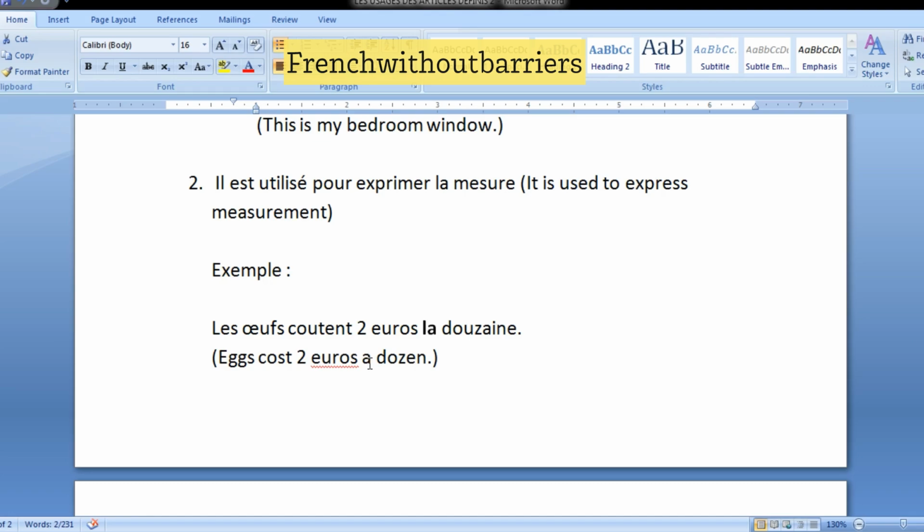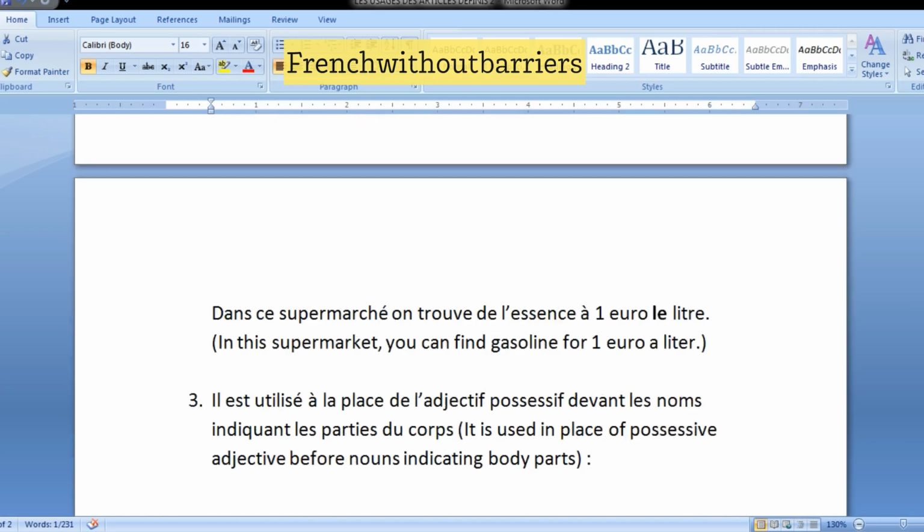Okay, in English guys you are saying a dozen, but in French you have to say la douzaine. You cannot say une douzaine. Okay, it is wrong. You have to say la douzaine. And this is the second usage of your definite articles here guys on this page. Okay, let's see another example.